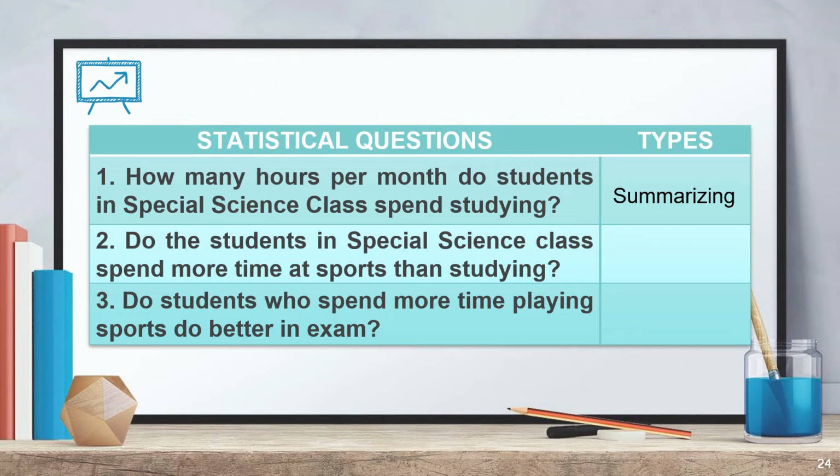Number 2, do the students in special science class spend more time at sports than studying? This is a comparing question because the number of hours spent in sports versus the number of hours spent in studying is an example of comparing question. Number 3, do students who spend more time playing sports do better in exam? This is a relationship question because it talks about the relationship between the time spent in playing sports and the result of the exam.